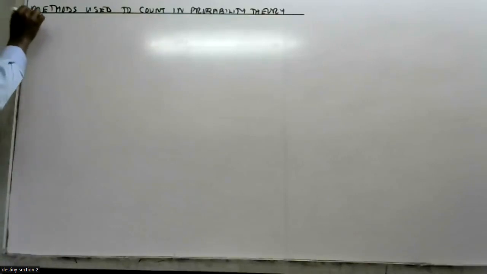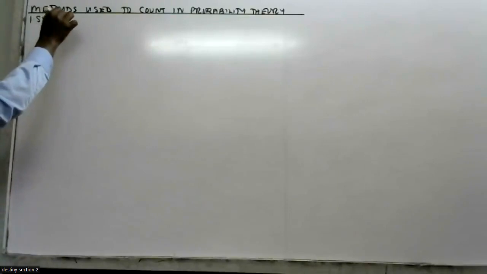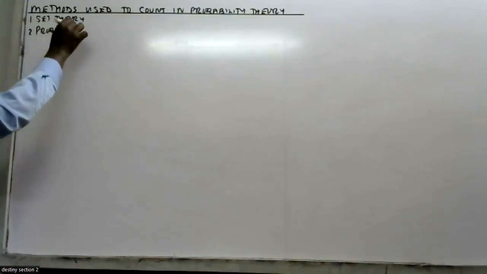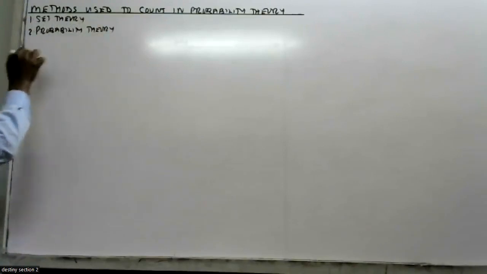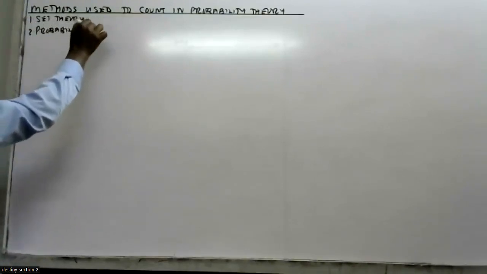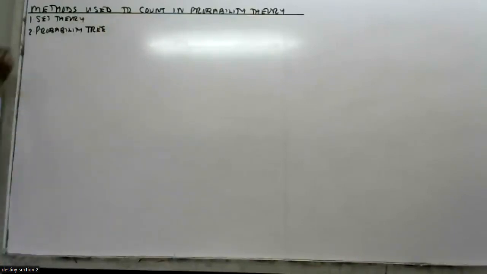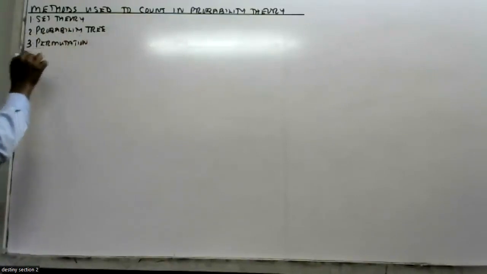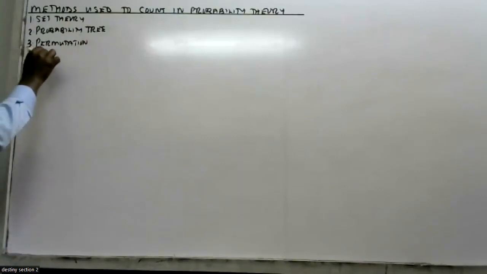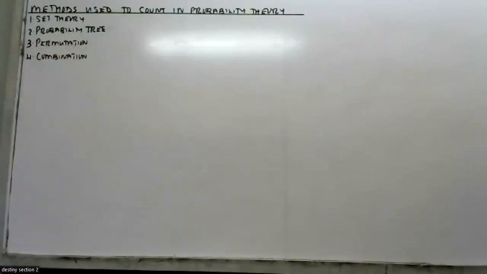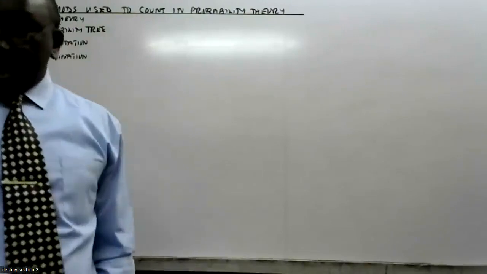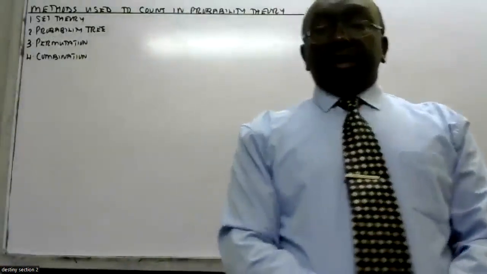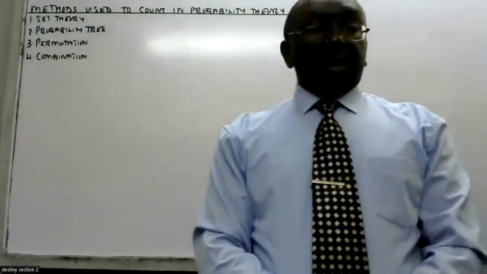So here we have one, set theory. Number two is probability trees. Number three is permutations. And number four is combination. So those are the methods that we use to count in probability theory.